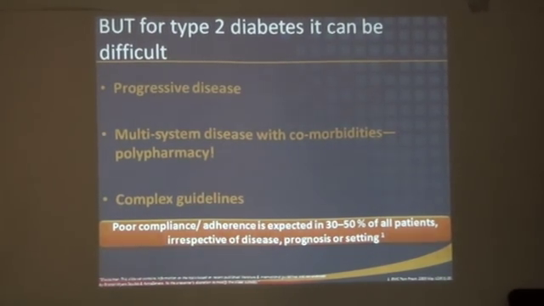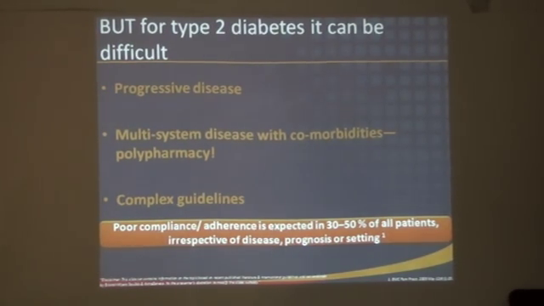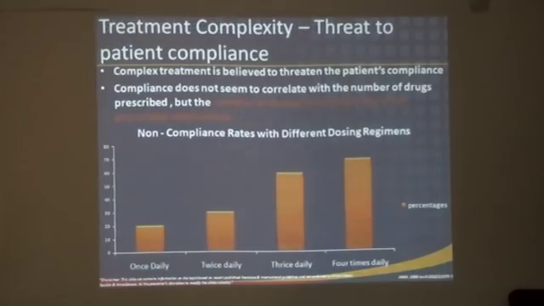The other big problem with type 2 diabetes is that it's a progressive disease. We know that the beta cells are gradually getting destroyed every year, so apoptosis of the beta cells takes place. It's a multi-systemic disease with comorbidity. So we have polypharmacy, a lot of medication, three, four, five types of medication, and patients get confused about what to take when. And we have complex guidelines. So poor compliance is expected in one-third to half of your patients, irrespective of the disease, prognosis or setting. So treatment complexity: we make the treatment very complex.